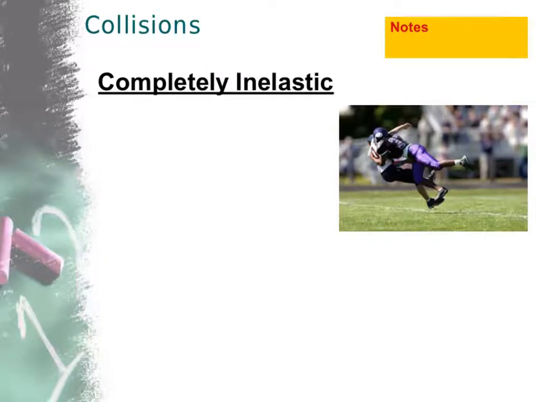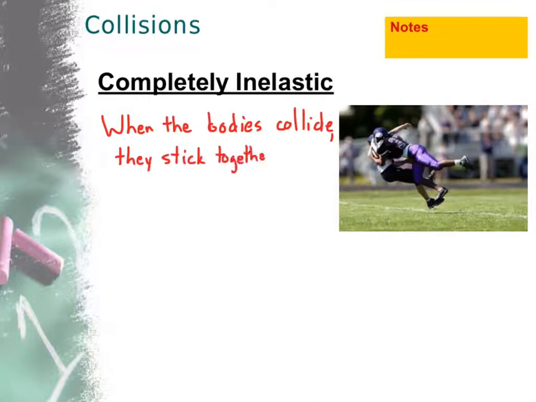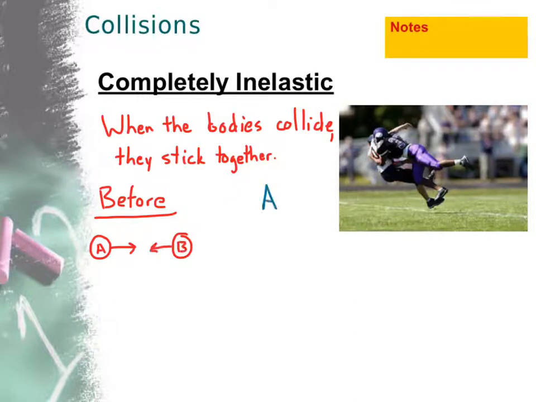Now I want to talk about a completely inelastic collision. One prime example is a couple of football players who are coming together, and one wants to tackle the other. After the collision, the two are actually joined as one big mass, and that is an example of a completely inelastic collision. So whenever the bodies collide and stick together, that is a completely inelastic collision.